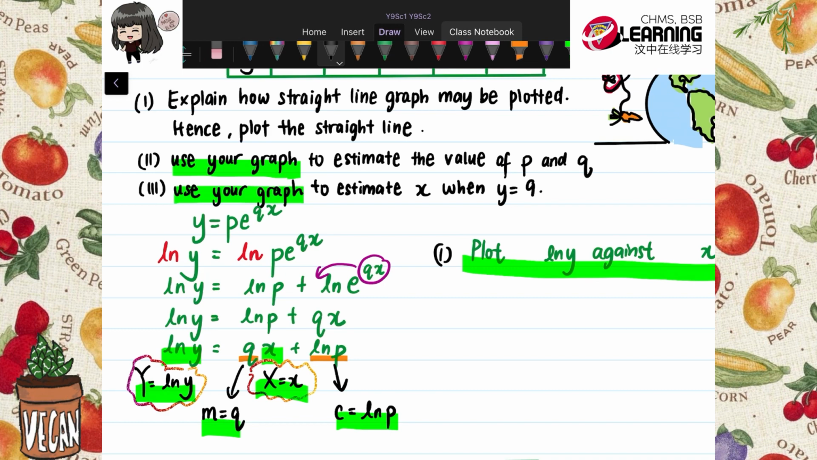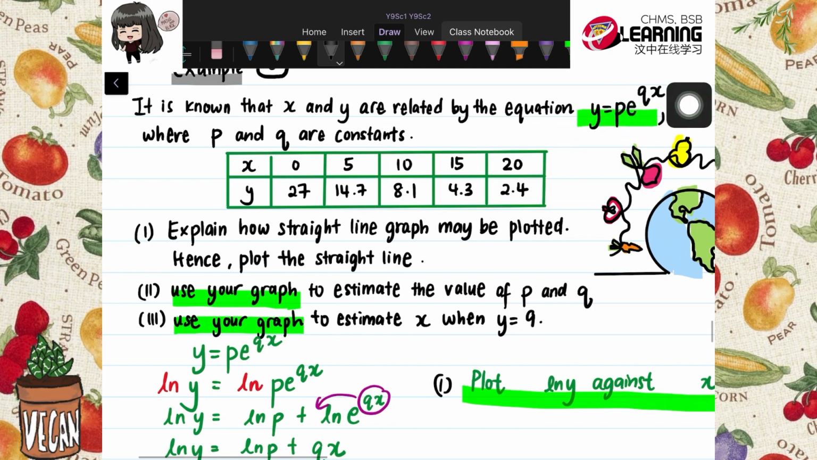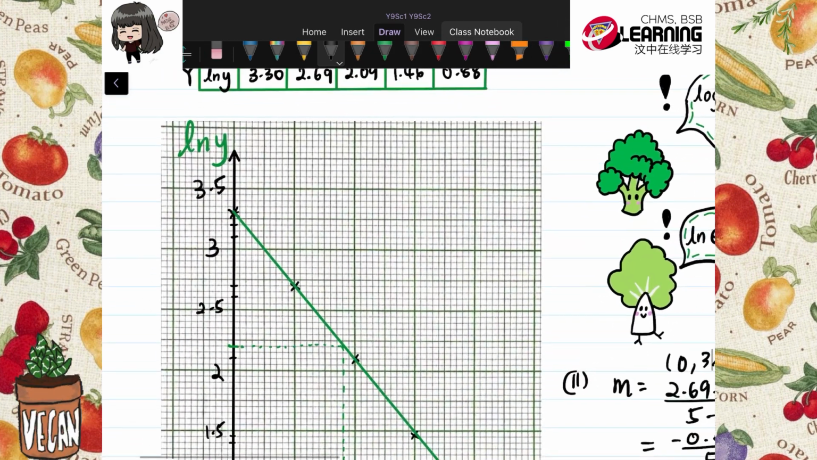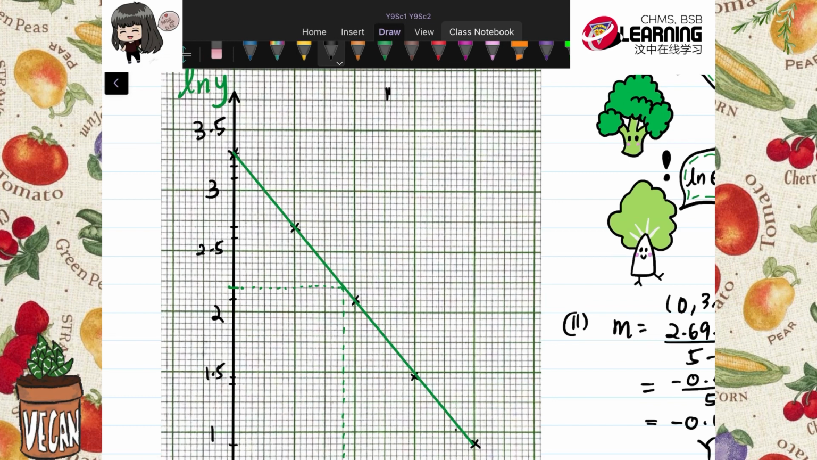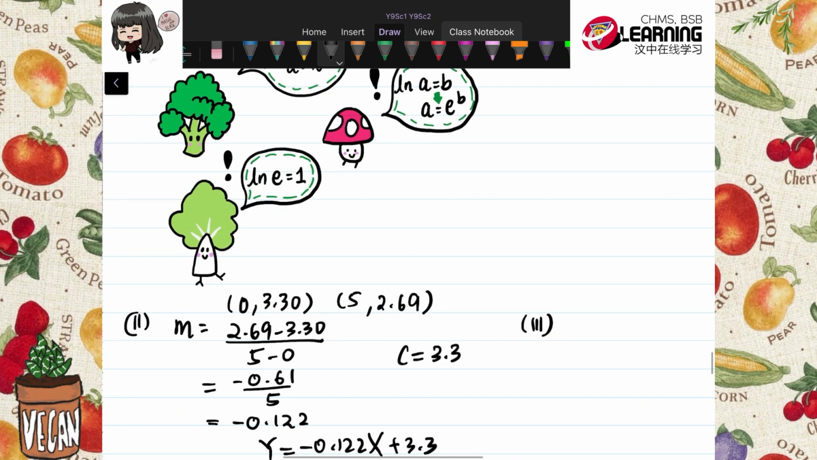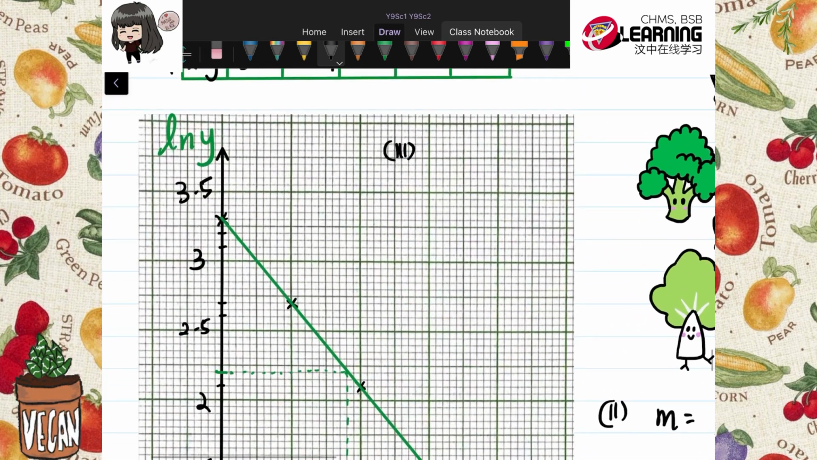Unlike in example 2, I need to sub in my y equals 9 into the equation here, including my P and Q. But this time you use your graph to find the answer. So it's kind of different now. You don't use that method of sub in here. If you sub in here, that is not using your graph anymore. So how do you use your graph? I'm gonna write my part 3 answer here, because it's near to my graph.